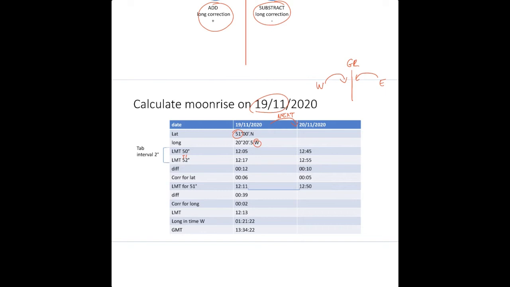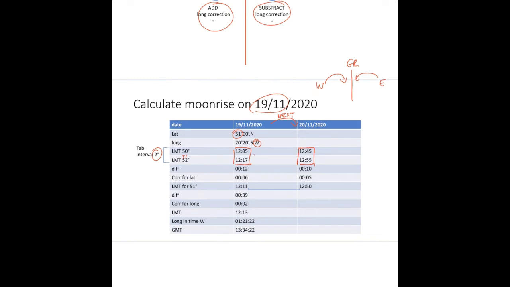Now we follow the same procedure for these 2 days as we do for the sun. We take the difference between these LMT values. So for the 19th, this is 12 minutes, and for the 20th, this is 10 minutes. Then with a tabular interval of 2 degrees and an additional 1 degree for latitude, we find a correction for the first day of 6 minutes, for the second day of 5 minutes. Now in this case, the correction will have to be added.